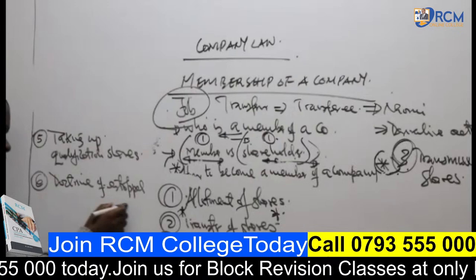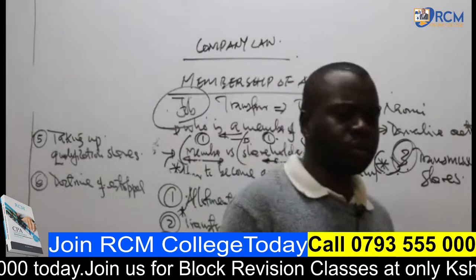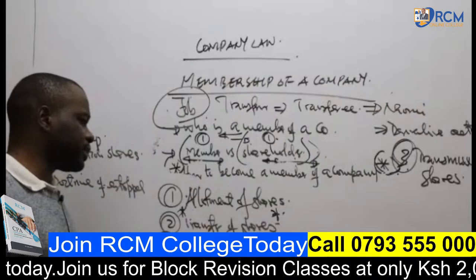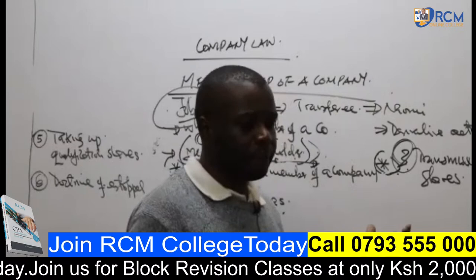Doctrine of estoppel. Becoming a member through what we call the doctrine of estoppel. What do you mean by doctrine of estoppel? In this case, let's say, for example, your name actually appears by mistake in the register of members. Maybe you are supposed to be removed from being a member of the company, but it was by mistake. Your name was not actually removed.